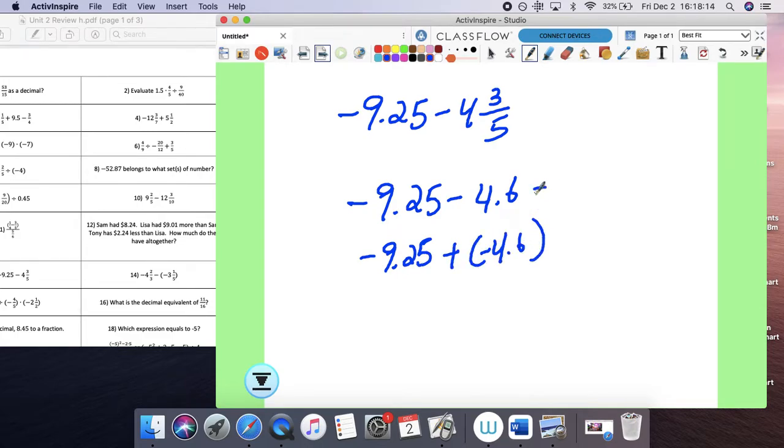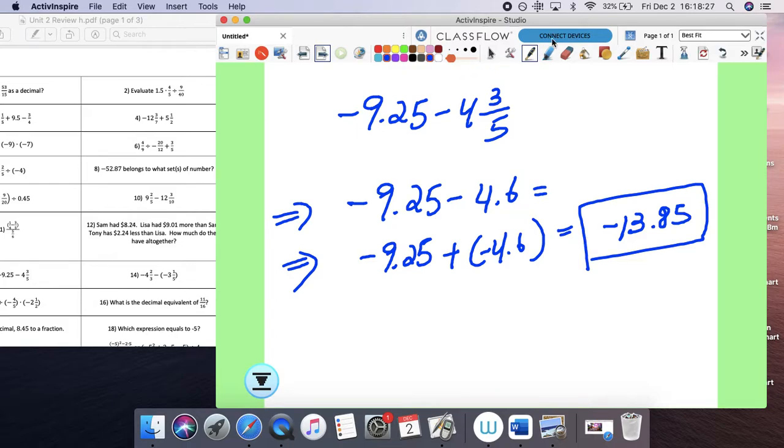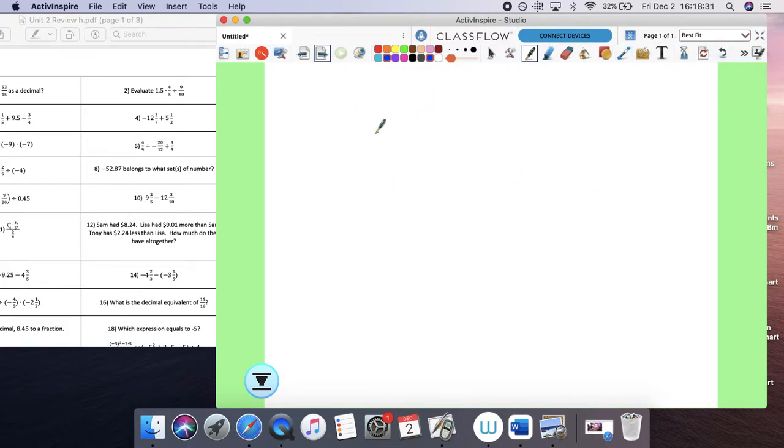So either way, whether you want to think of it this way or this way, it doesn't matter. So it's two negatives being added together. We're going to get negative 13.85, right? Negative plus a negative moves you further down left on the number line. Next one is negative 4 2/3 minus negative 3 1/5.